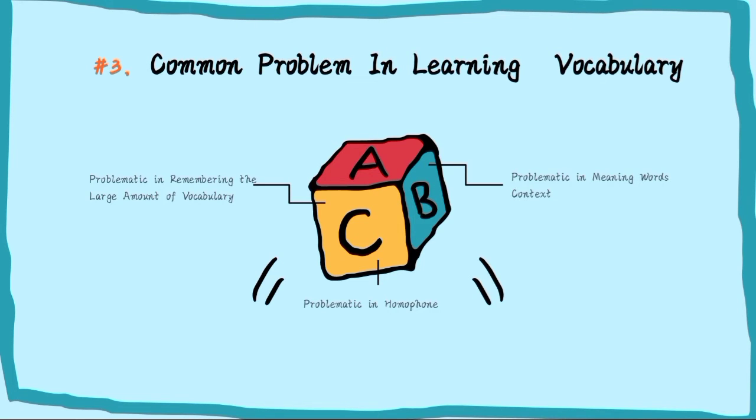The third is problems with homophones. This type of phenomenon is called homophone, according to Pixman et al. Homophones are pairs of words that sound the same but are spelled differently. Example, mate.